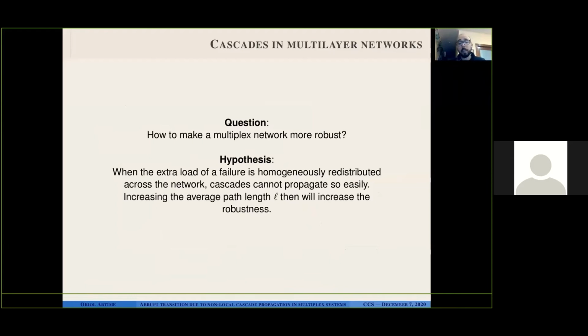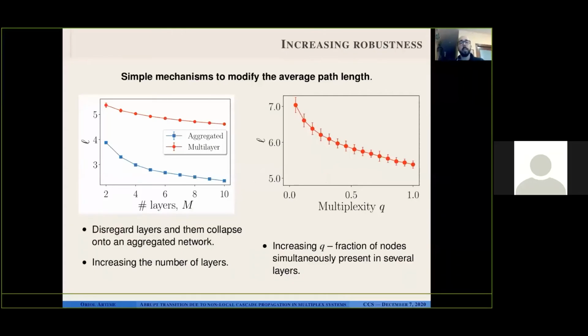So by increasing the average path length L, we observe an increase in the robustness of the system. There are different simple mechanisms that can modify the average path length of a network. One mechanism is to decrease the average path length, for example, by collapsing the multiplex structure onto a single layer where all links are projected. Another way is to increase the number of layers in the network.